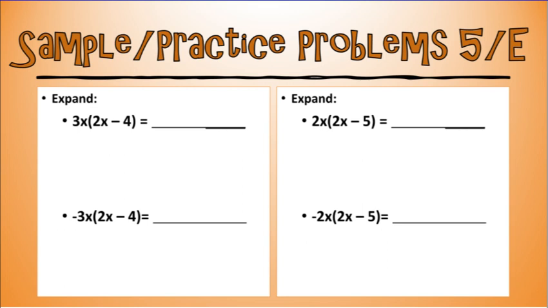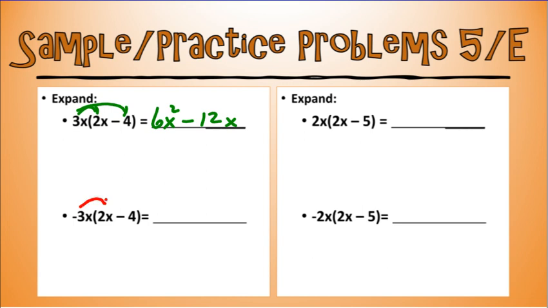And our last slide here, we need to expand, so we're going to use the distributive property. So 3 times 2 is 6. X times x is x squared. Minus 3 times 4 is 12. X times 1 is just x. So our answer would be 6x squared minus 12x.